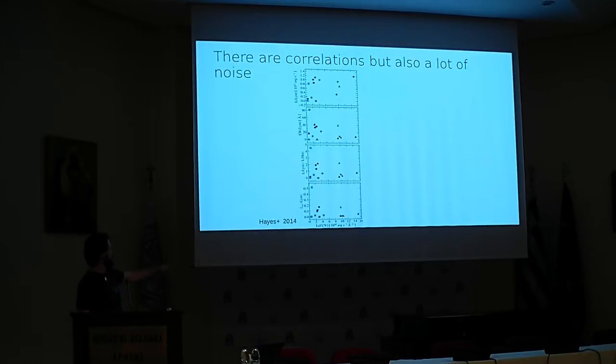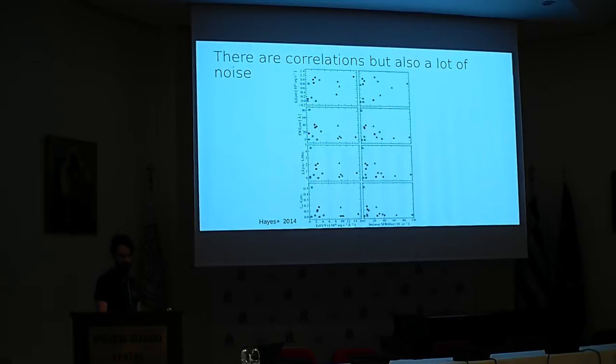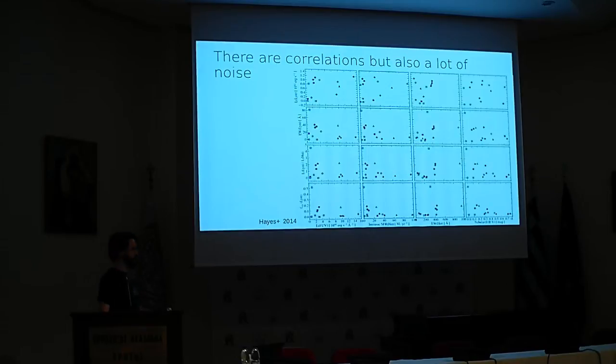What you're seeing here is the luminosity in the far UV versus a number of Lyman alpha related quantities: escape fraction, equivalent width, etc. And you can do this for intrinsic star formation rate from H alpha. You can do it for the equivalent width in H alpha or the nebular E(B-V). And in general, yes, there are correlations. You can find correlations in these plots, but you can also find a lot of noise. There is a lot of scatter. Whenever you do this, you find a lot of scatter in the plots.